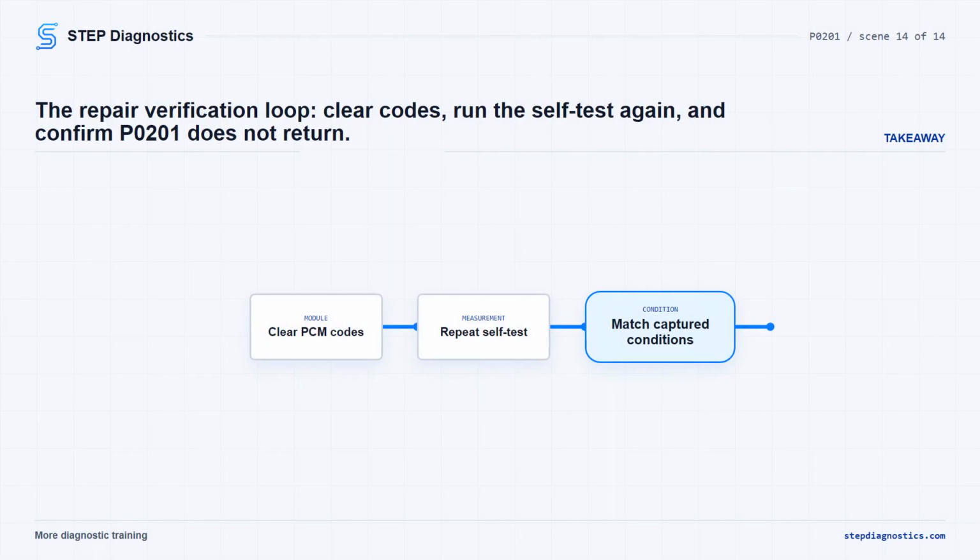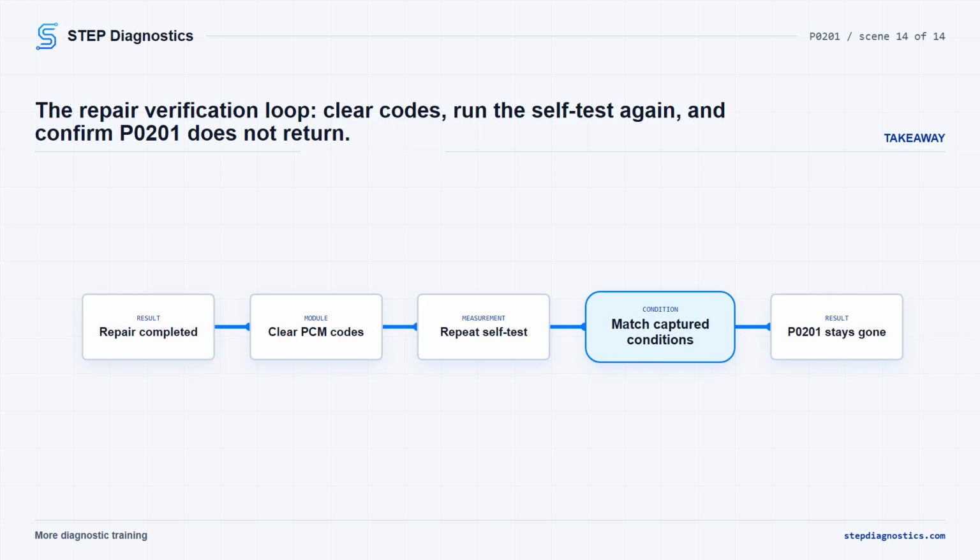Keep verifications separate from testing. After any circuit repair, flushing repair, or injector repair, clear the PCM codes and repeat the self-test. Then reproduce the captured operating conditions as closely as practical and confirm P0201 stays gone.